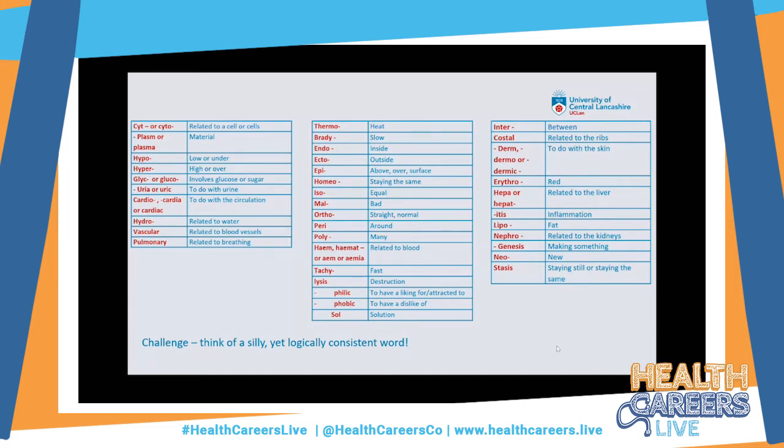Lovely. So another silly but consistent word is this one. She's running away from something. She's scared. And what she's scared of is red. So she has erythrophobia because she's scared of red things.